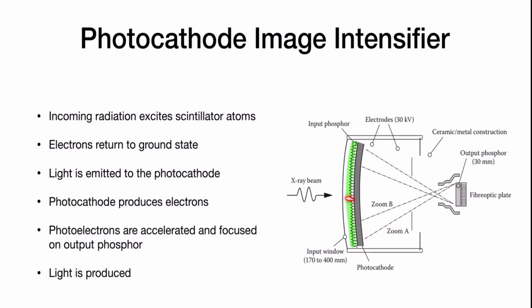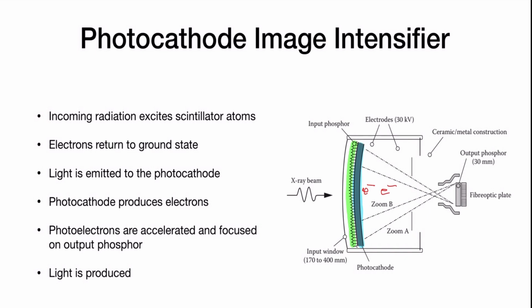But this light released from the green layer is directed toward what I will highlight as blue, this blue part here. This is a photocathode. A photocathode is nothing more than a substance which is very sensitive to light. When it receives light, it will produce electrons. That's what a photocathode is. It receives light produced by the input scintillator, and as a result, it produces electrons.